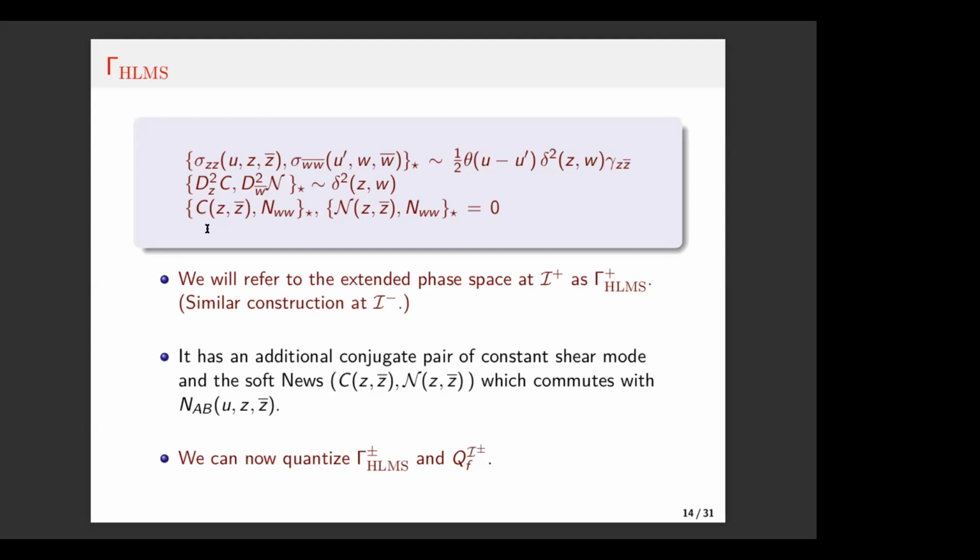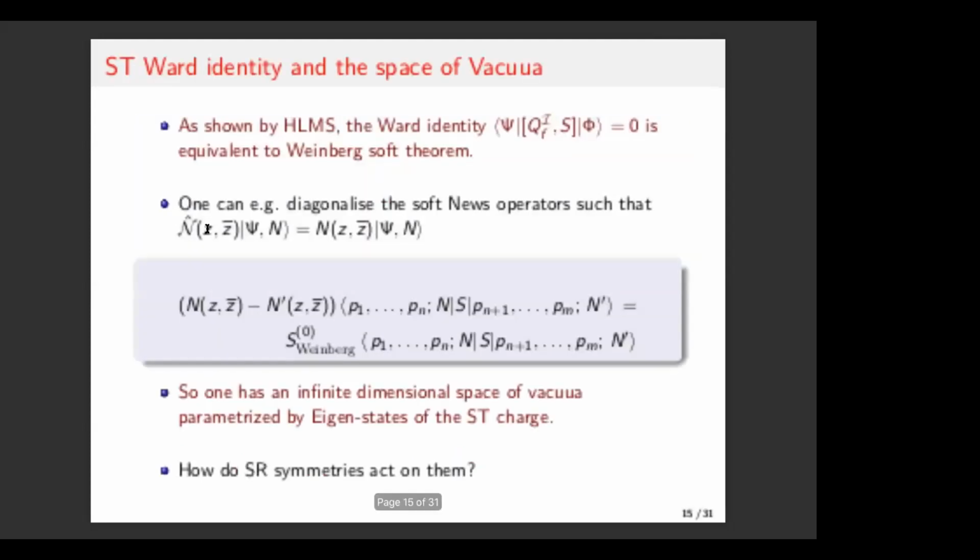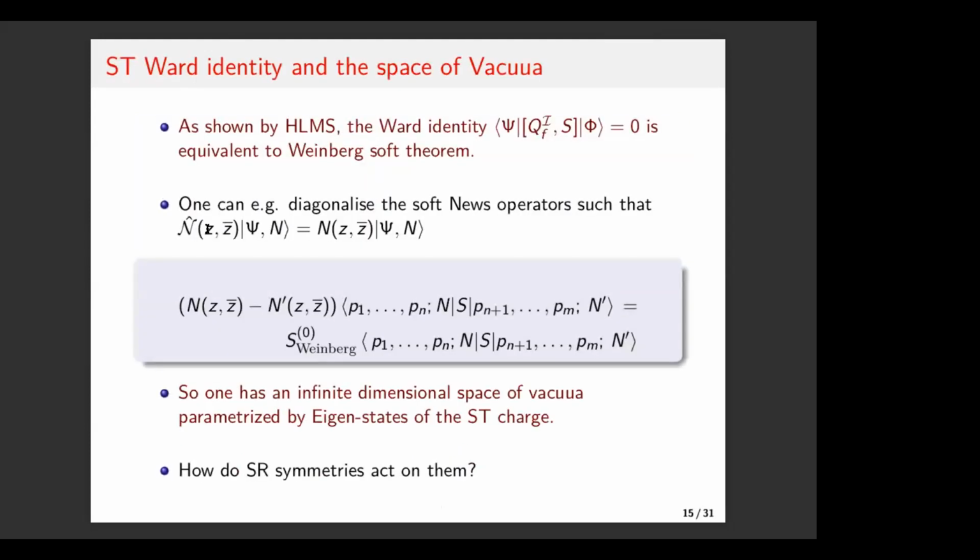Yeah, so now we can quantize the super translation charge on this more refined phase space. And it turns out that, as was shown by HLMS, the Ward identity of the super translation charges precisely gives you Weinberg's soft graviton theorem.